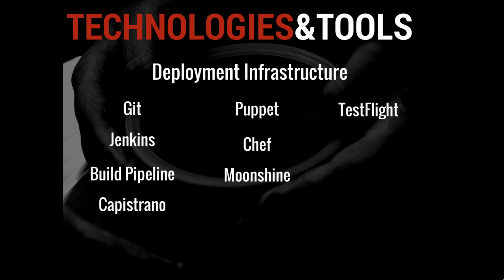Puppet, Chef, and Moonshine are software that fall into a category called configuration management. All of these tools are used to completely automate the process of setting up a server, sometimes even starting with the operating system and then installing the frameworks and all other services required for the application to run.